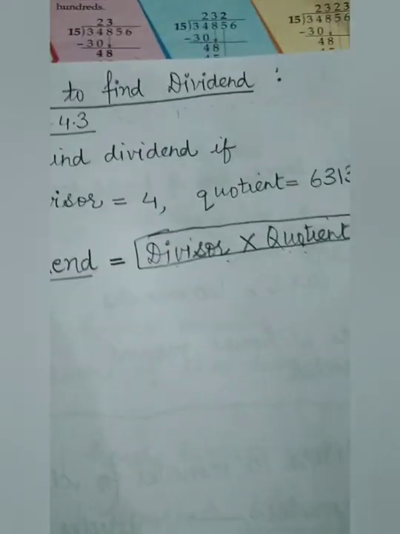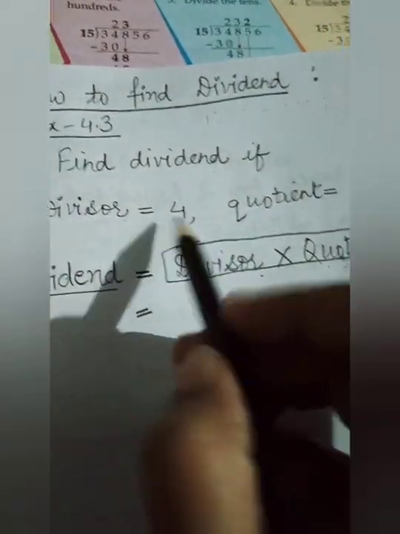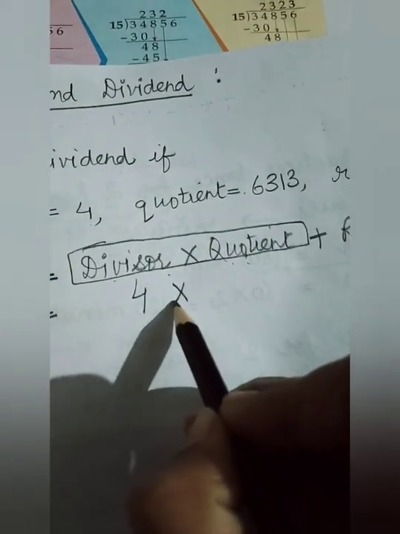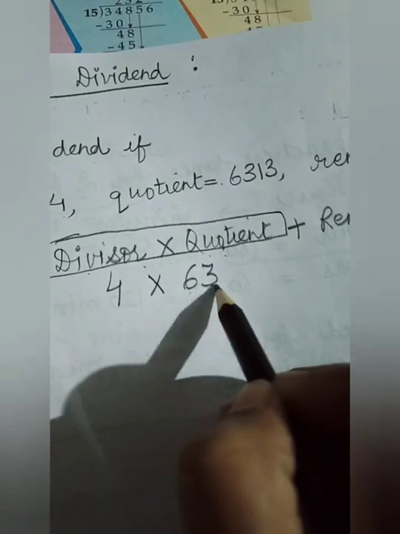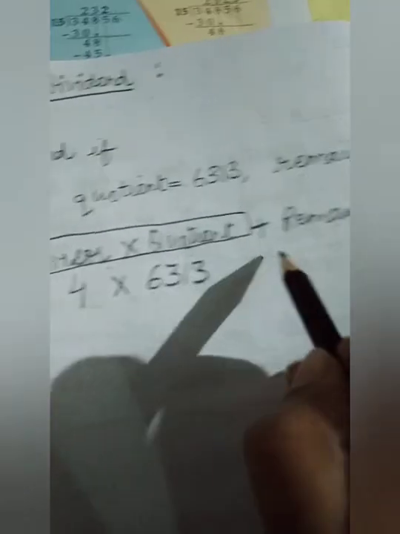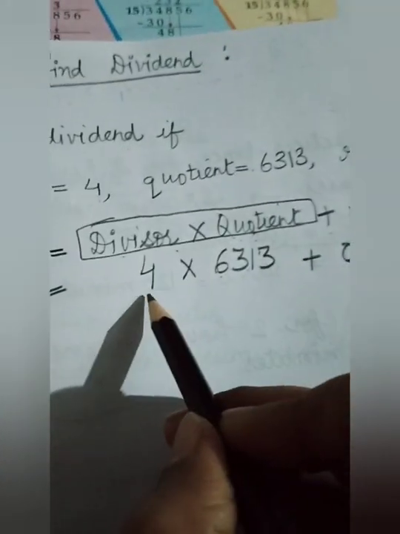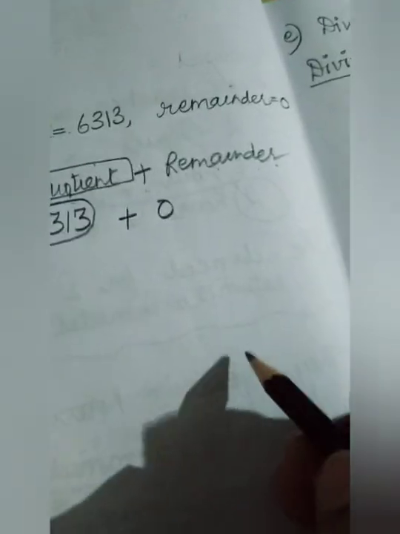See how we will do the calculation. In this sum the divisor is 4, so divisor multiplied by quotient: the divisor is 4 and the quotient is 6313, plus the remainder. The remainder here is 0. Firstly we will do the multiplication. What will we get after doing the multiplication?